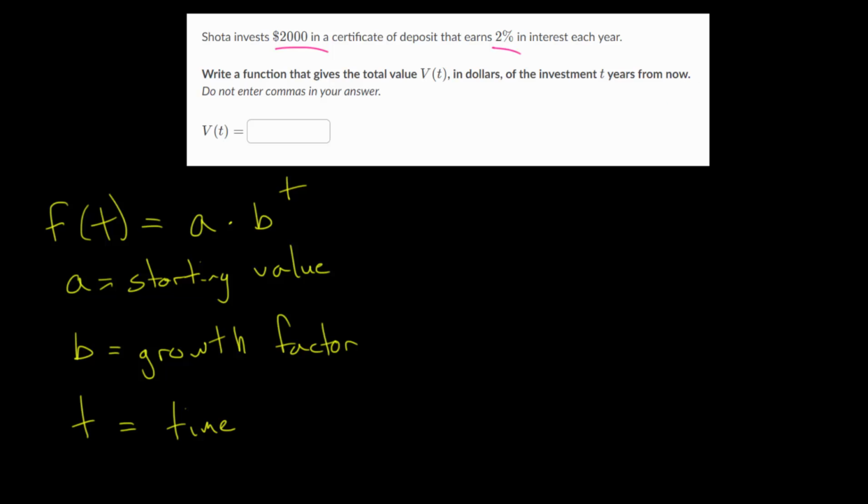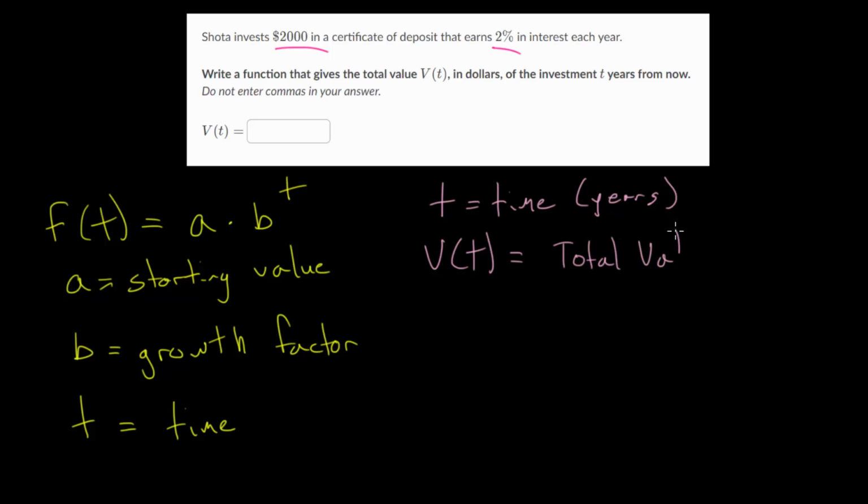So to start this problem, let's first define our variables, just so that we can feel comfortable about them. We know that t is time, and that time is measured in years for this problem. And v of t is going to be the total value, essentially the amount of money we're going to earn over time, and that unit is going to be in dollars.